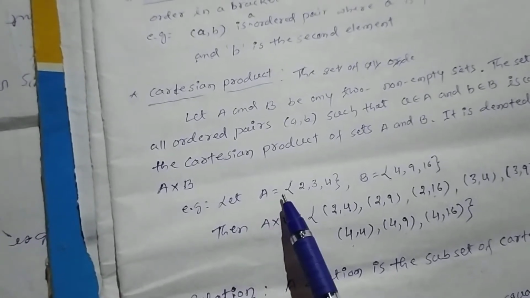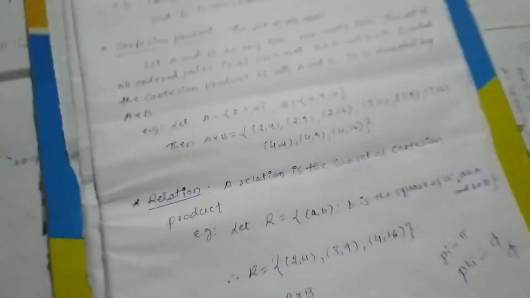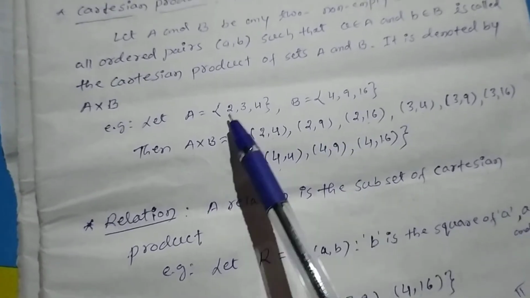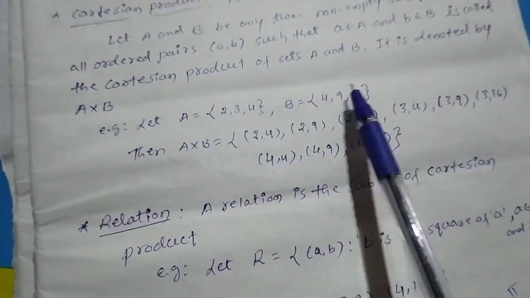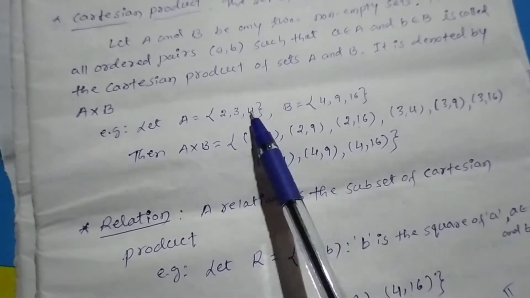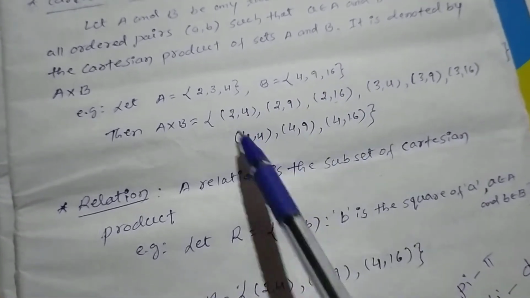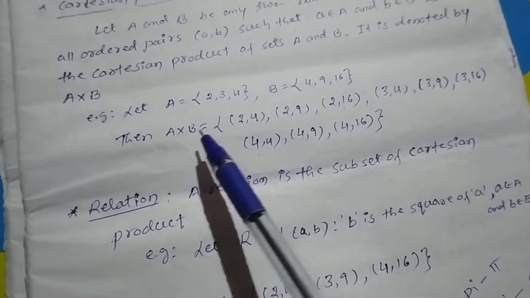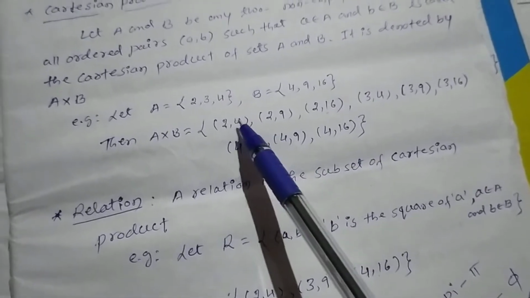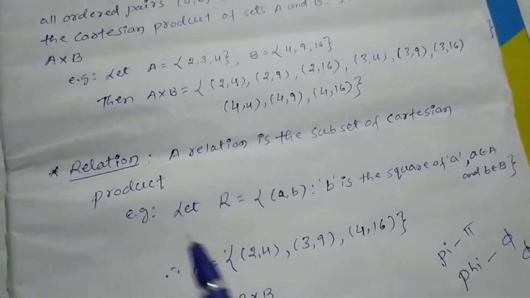Let us have the set A equals {2, 3, 4} and B equals {4, 9, 16}. Now we have to write the Cartesian product, the set of ordered pairs: (2, 4), (2, 9), (2, 16). Similarly (3, 4), (3, 9), (3, 16), (4, 4), (4, 9), (4, 16). All these are listed here like this. These are the ordered pairs. Now this is the Cartesian product. The Cartesian product is nothing but the set of ordered pairs.